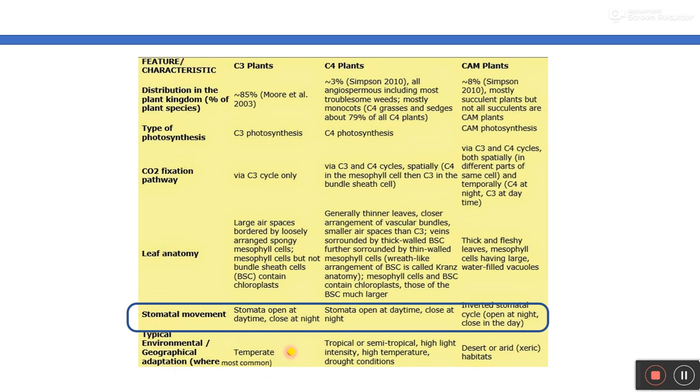C3 plants are generally present in temperate regions. C4 plants are generally present in tropical or semi-tropical regions, and CAM plants are generally found in desert or arid habitats. So the question can also come from this slide: elaborate the characteristic differences between C3, C4 and CAM plants.